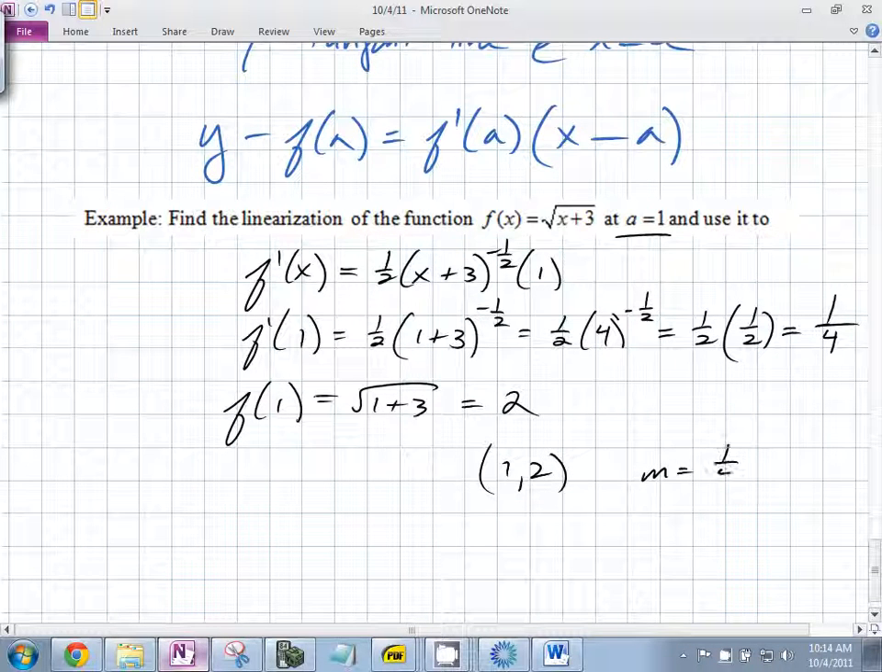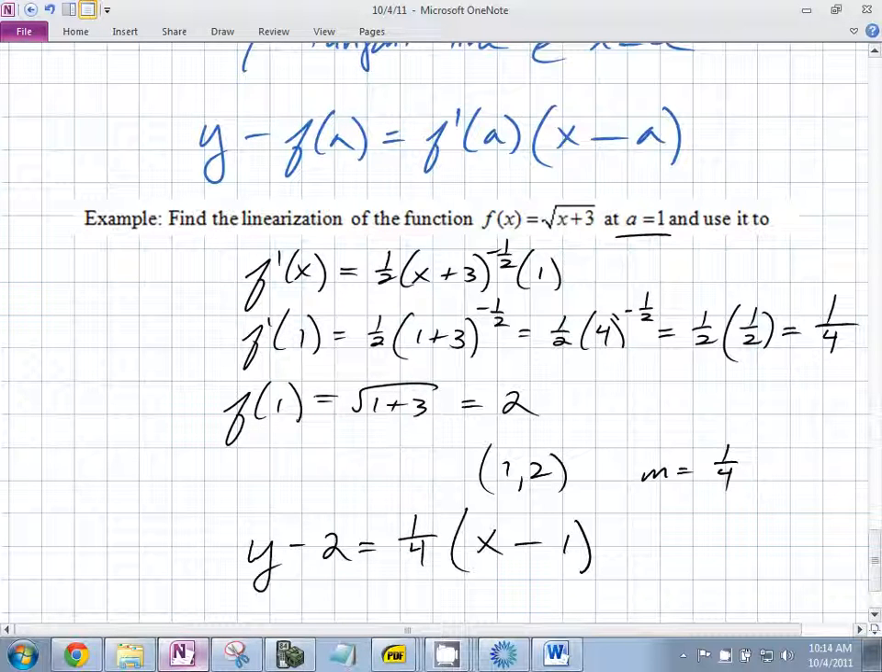So y minus 2 is equal to 1/4 times x minus 1. So if I graphed y equals the square root of x plus 3 and I graph that line, where should they touch? What's the only point they should touch at? 1, 2, sorry, at 1, 2. So around the x value of 1, this is the linearization of that function. Do you agree with that right now?